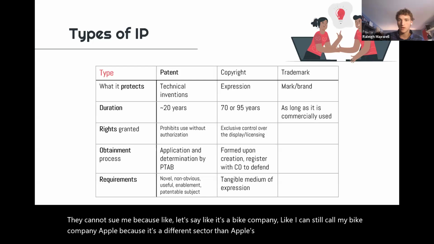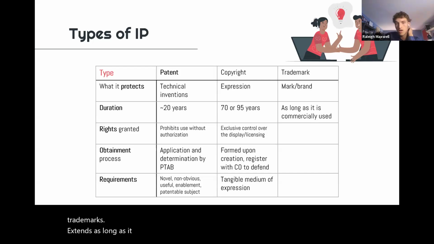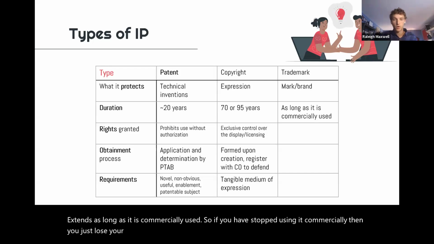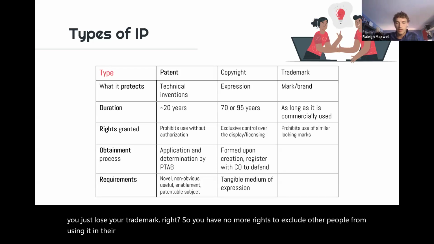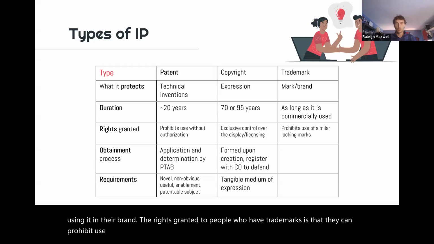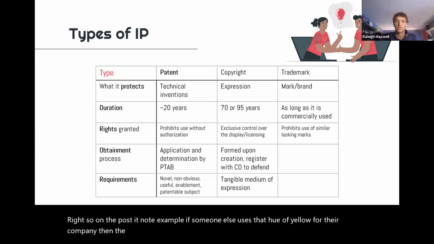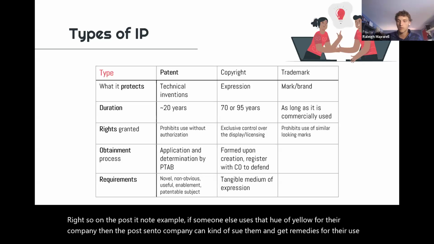So the duration of trademarks extends as long as it is commercially used. If you have stopped using it commercially, then you just lose your trademark, right? So you have no more rights to exclude other people from using it in their brand. The rights granted to people who have trademarks is that they can prohibit use of similar looking marks. Like in the Post-it note example, if someone else uses that hue of yellow for their company, then the Post-it note company can sue them and get remedies for their use of the similar looking mark.